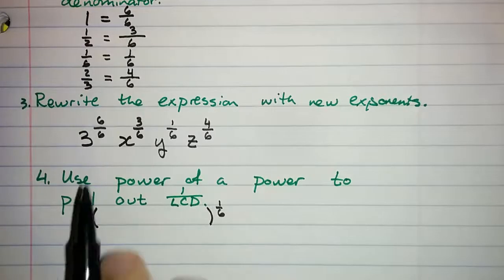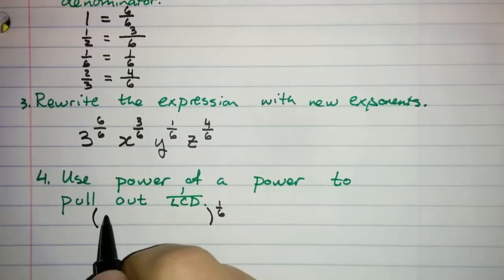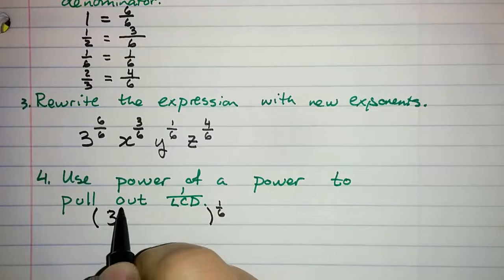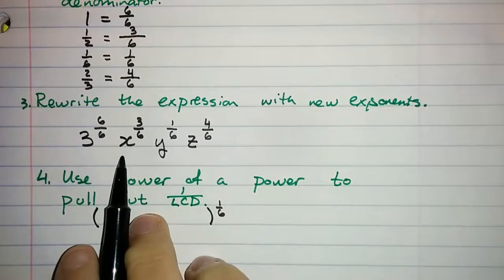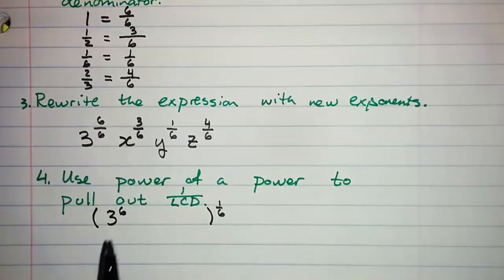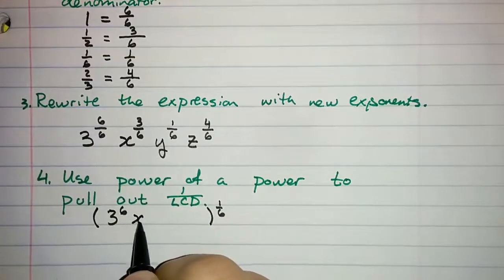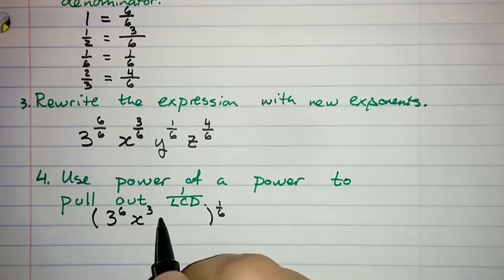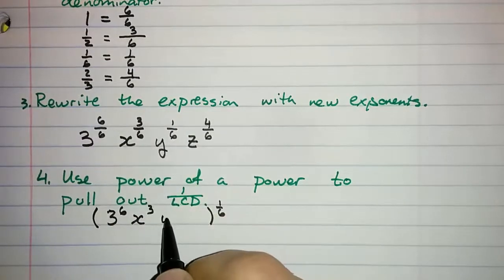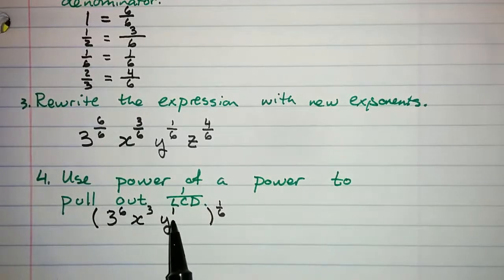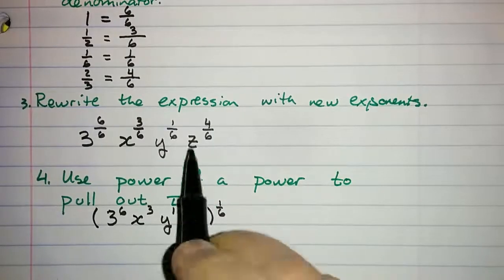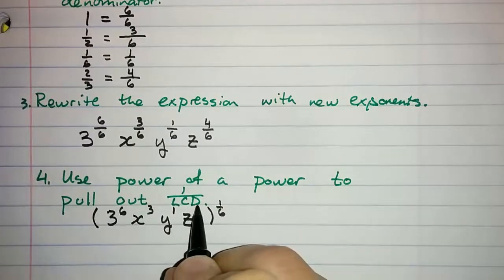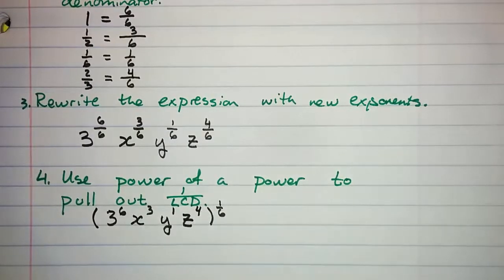The exponent on 3 is 1/6 times 6, so I'll be left with 3 to the 6th. The exponent on x is 3 times 1/6, so I'll have x to the 3rd. On y, it's just y to the 1/6 by itself, so I'll have y to the 1st. And I like to write in the first power in these circumstances, so I know I didn't forget. And then z to the 4/6 is z to the 4 times 1/6.